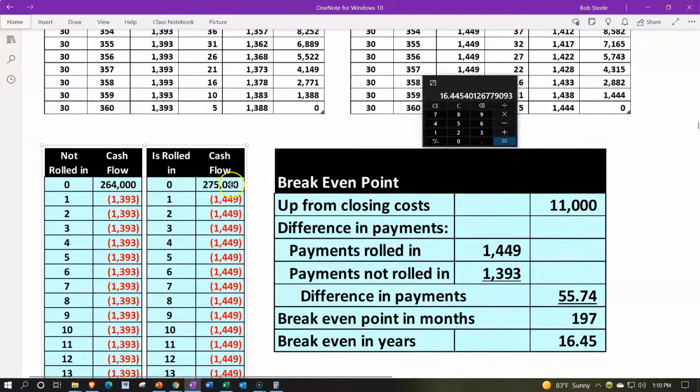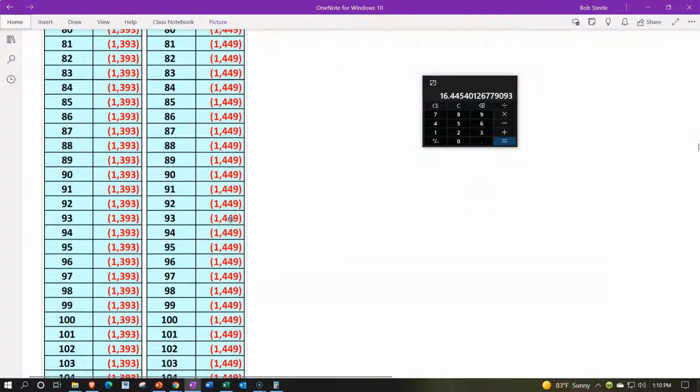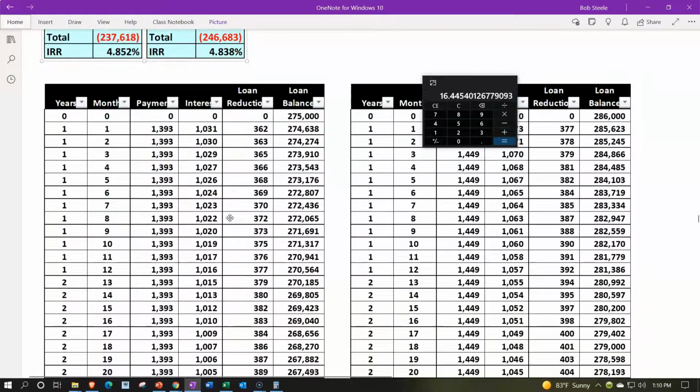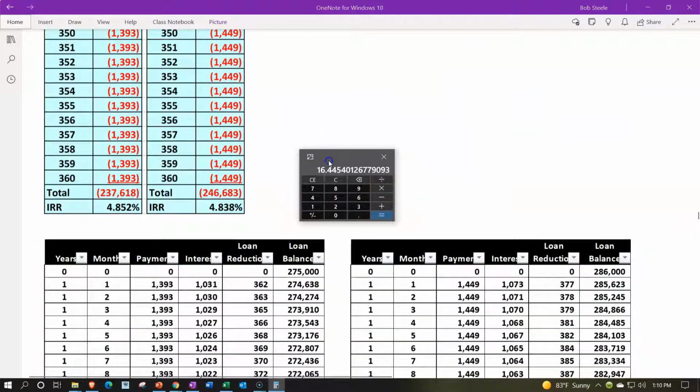That's where the cash flow happens up front. Then we have our payments that are going out between these two scenarios for the different payment amounts. If we calculate that all the way down to the bottom here and add up the cash flows, we've got the sum of the cash flows, which is the 237,618 minus the 246,683.